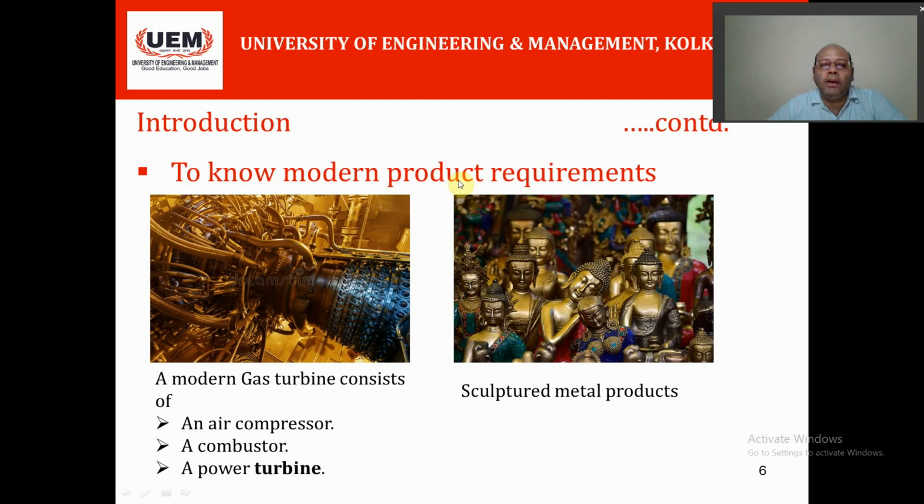Modern products are becoming more and more complex in shape. You can see a modern gas turbine consists of an air compressor, a combustor, and a power turbine. Several typical complex products are there, and to manufacture these you need accuracy. And on the right hand side, there are sculptured metal products. These sculptured metal products are manufactured in the CNC lathe or CNC milling.